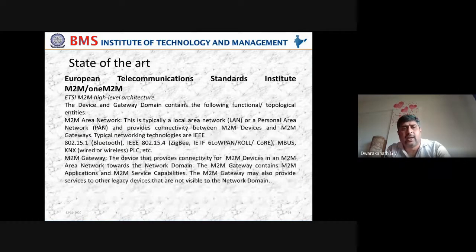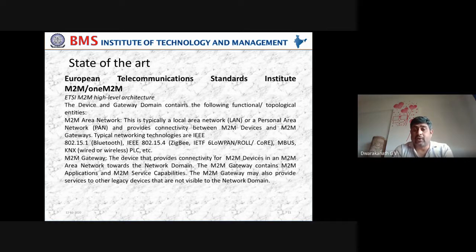Coming to the next, the device and gateway domain contains the following functional and topological things, especially the M2M area network. What is this area network? This is typically a local area network (LAN) or a personal area network (PAN), and provides connectivity between devices and between gateways. Typical networking technologies are IEEE 802, you can use Bluetooth, wireless connectivity, and also Zigbee. It's left to you.